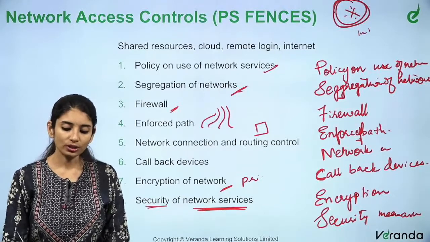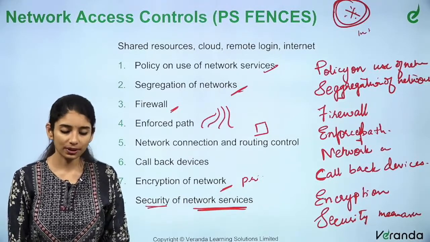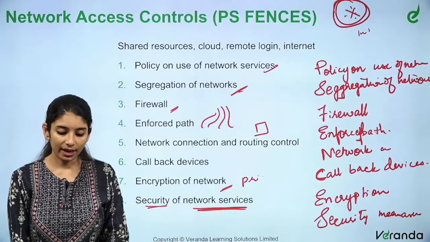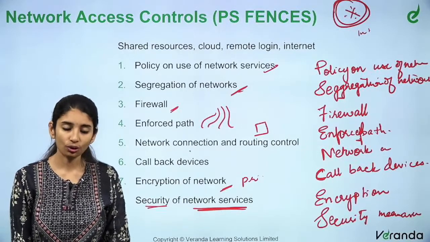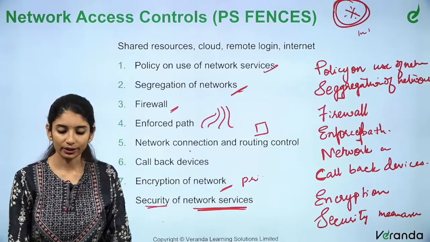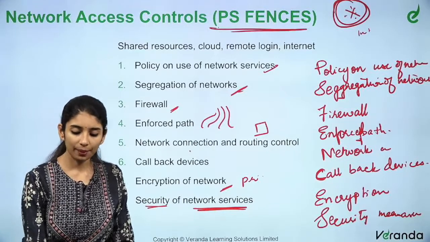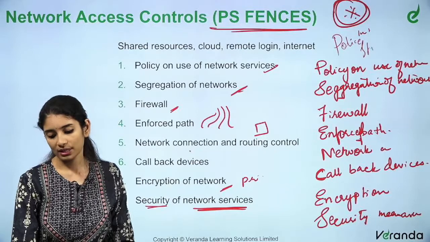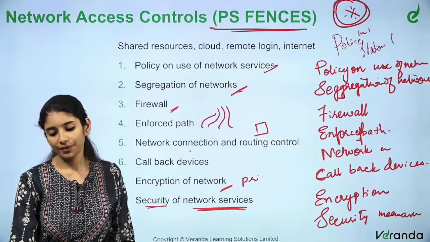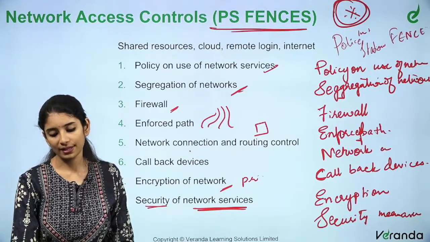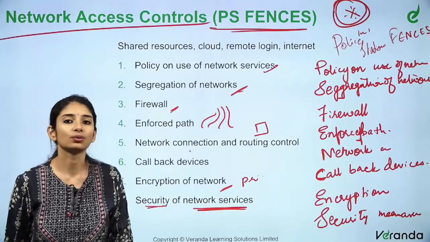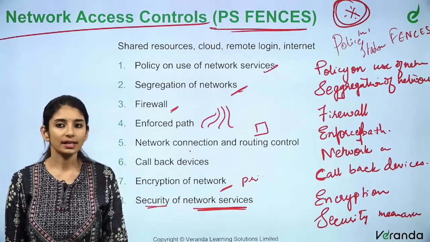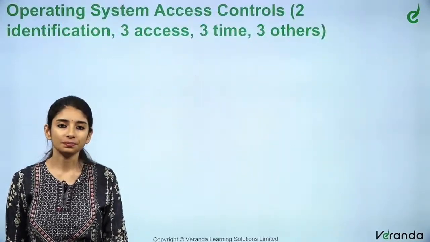Okay. So, policy on use of networks, segregation of networks, firewalls, enforced path, network connection and routing control, callback devices, encryption and security. PS fences. You can remember this as police station fences. Police station, PS. Fences in police station, PS fences. Network access control. Yes, everyone's clear with the points here?